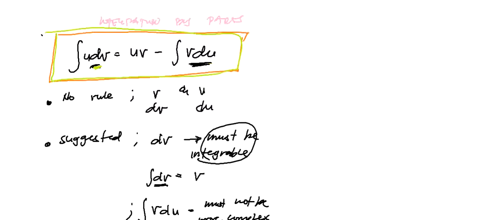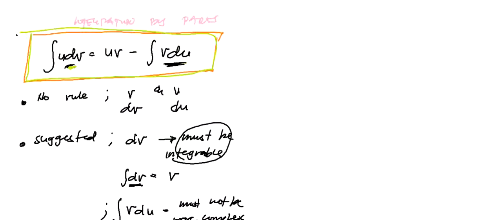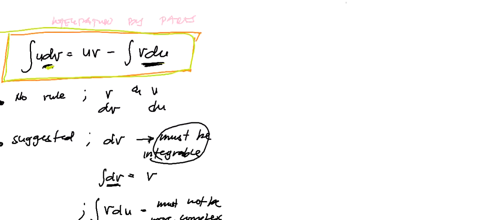Hi, so last time we tackled integration by parts. So let me rewrite our formula using this technique. We have the integral of u dv is equal to uv minus the integral of v du, right?